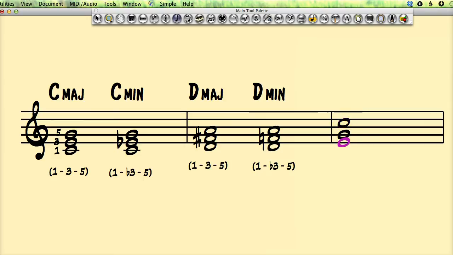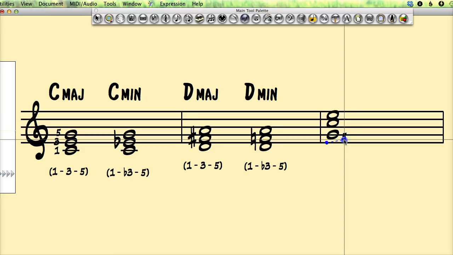If I take the E and put it up an octave, and then I've got the notes G, C, E, that's still a major chord. And those numbers still apply. Even though G is the lowest note, it is still the fifth of the chord. C is still the root of the chord, and E is still the third.